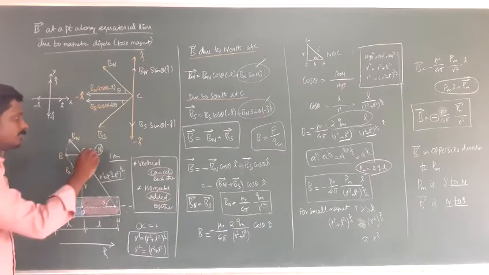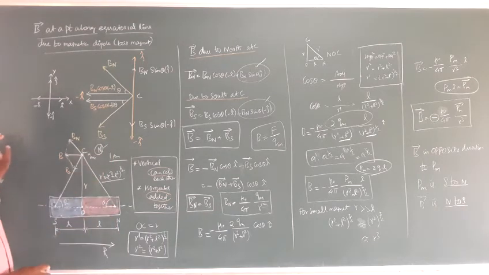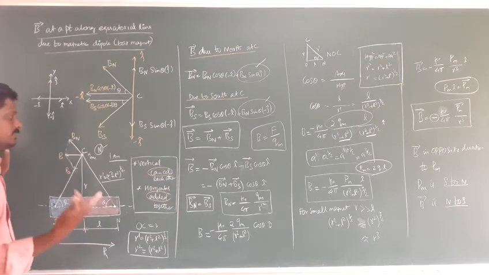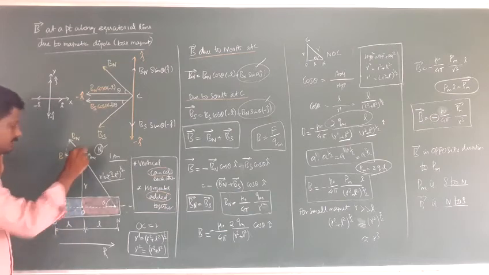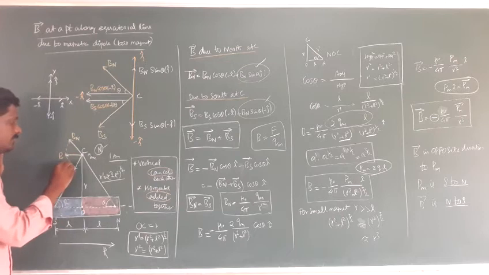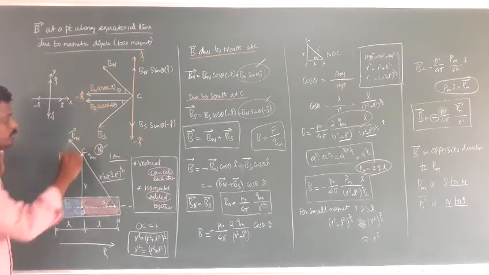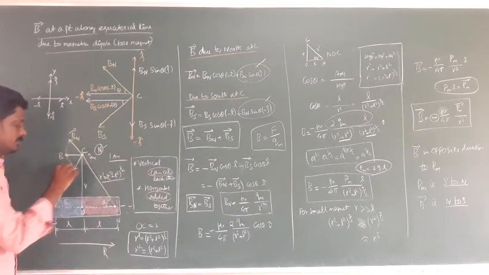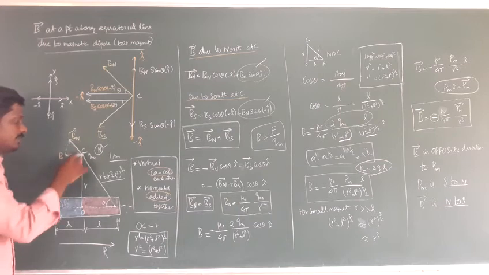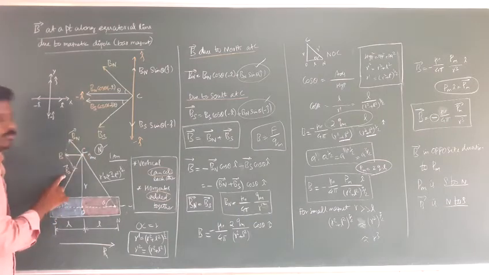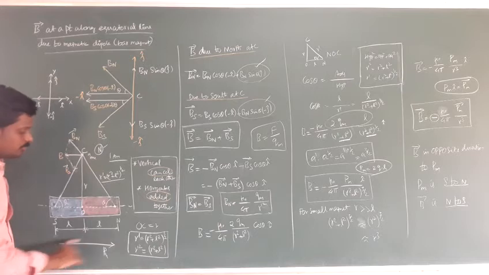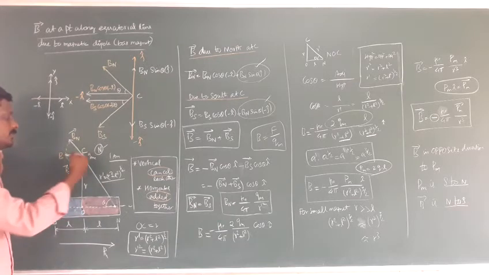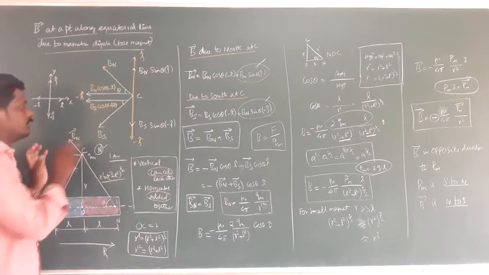Due to the north pole, since we are placing a north pole at C, north pole and north pole give a repulsive force, so the magnetic field points away, that is BN away. Due to the south pole, north and south give an attractive force, so the magnetic field is towards the south pole of the magnet. What is the net magnetic field? This is the resultant magnetic field. The magnetic dipole moment acts from south to north, but the resultant magnetic field is in the opposite direction.